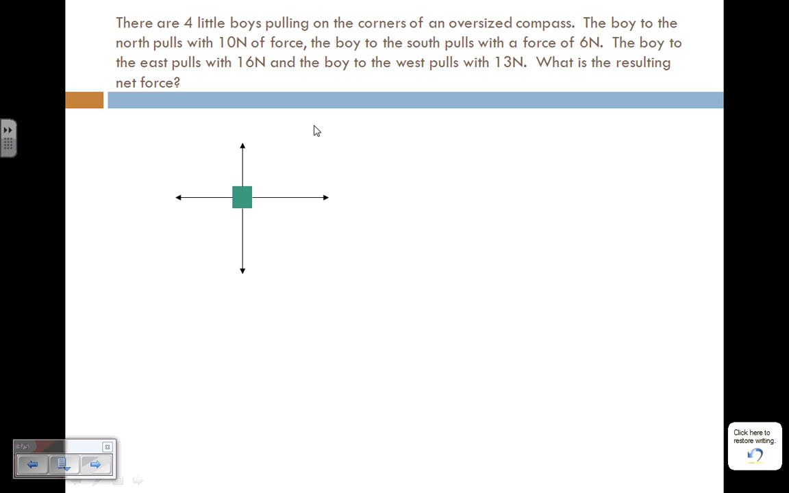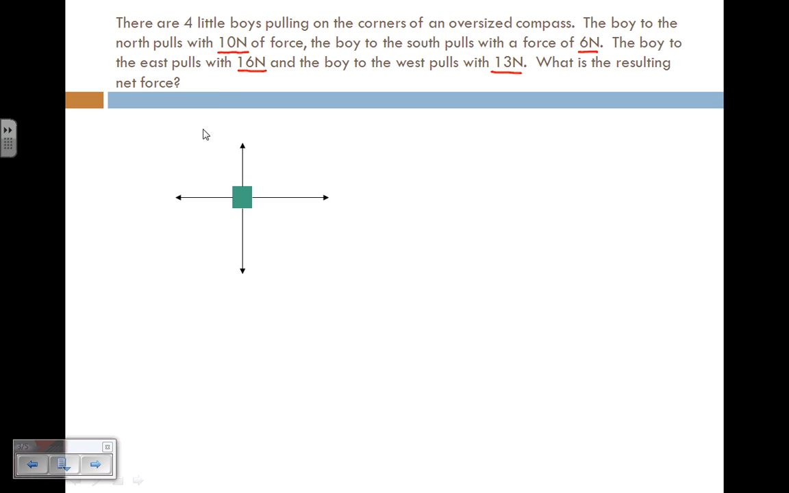Okay, so let's go ahead and take a look at a problem where we're going to have to use this information. It says there are four little boys pulling on the corners of an oversized compass. The boy to the north pulls with 10 newtons of force. The boy to the south pulls with a force of 6 newtons. The boy to the east pulls with 16 newtons. And the boy to the west pulls with 13 newtons.